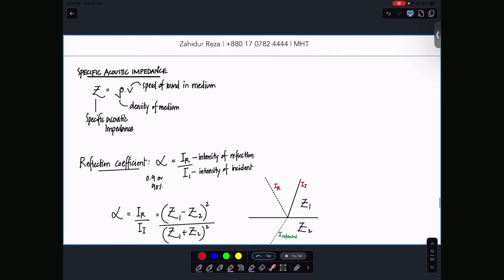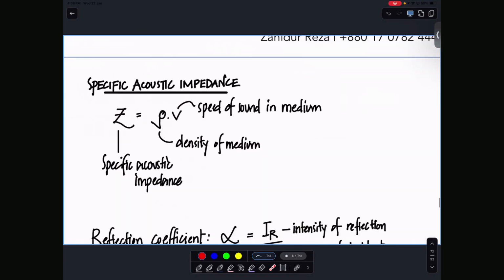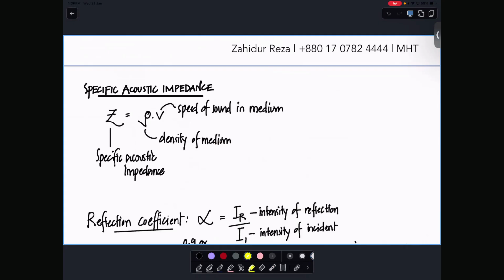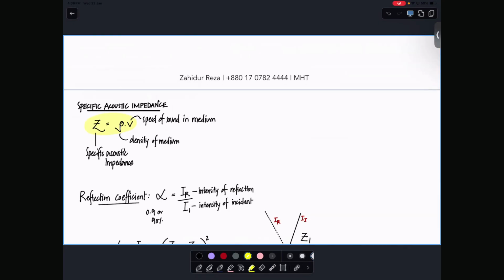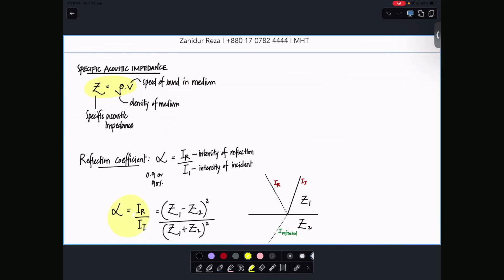specific acoustic impedance, that's that. And alpha is this.